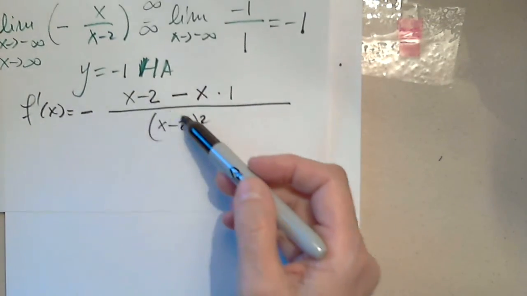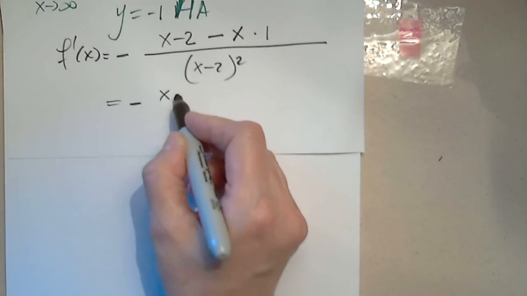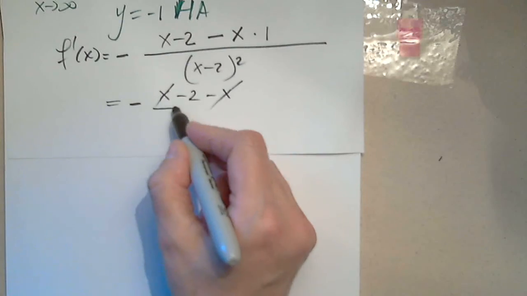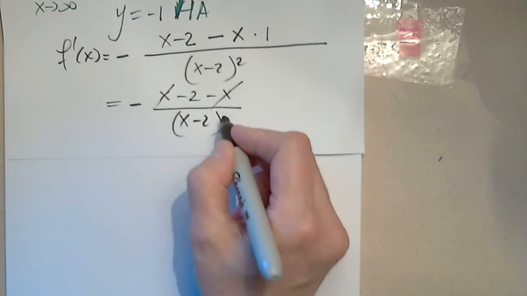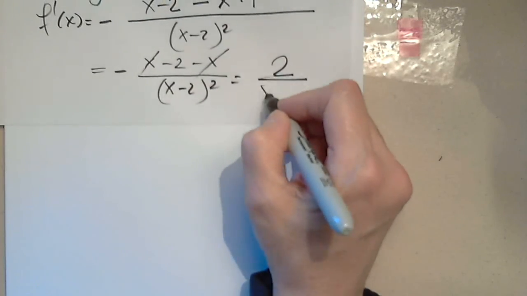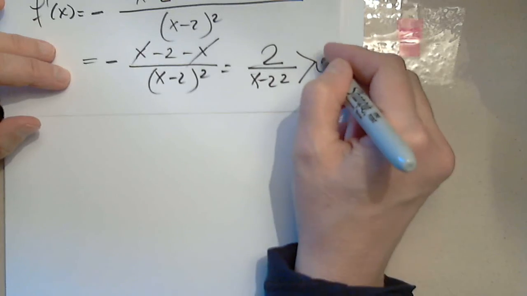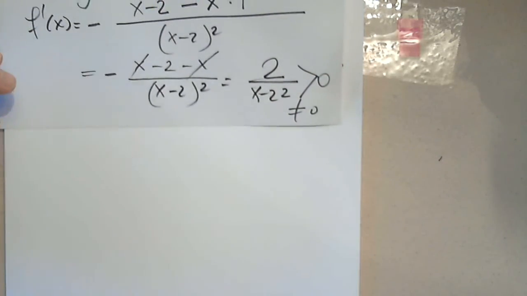Do not be tempted, please. Okay, so negative x minus 2 minus x, these two go away, over x minus 2 squared. The minus with the minus in front, 2 over x minus 2 squared. I love it. It's always positive, never 0.